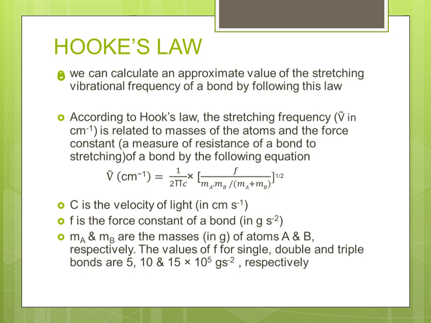C in the equation is the velocity of light, taken in centimeters per second. F is the force constant of a bond, and its units are grams per second squared, where Ma and Mb are the masses of atoms A and B, taken in grams. Now the values of F are constant for single, double and triple bonds, and these are 5, 10 and 15 times 10 raised to the power 5 grams per second squared for single bond, double bond and triple bond respectively.